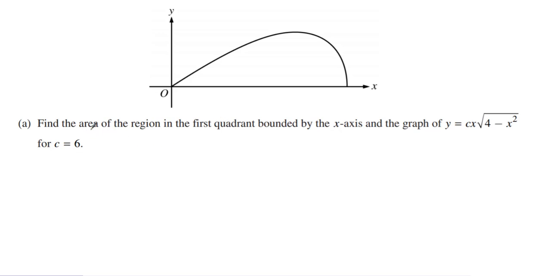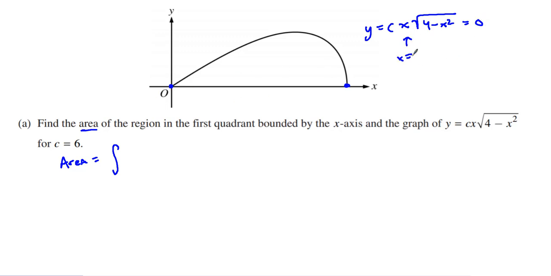The first one says find the area. My students had no problems with this. They were just trying to find the area bounded by these functions. So we took the area is equal to the integral from, we want to know from here to here. So we want to set y equal to cx square root of 4 minus x squared equal to 0 to find these 2 points.